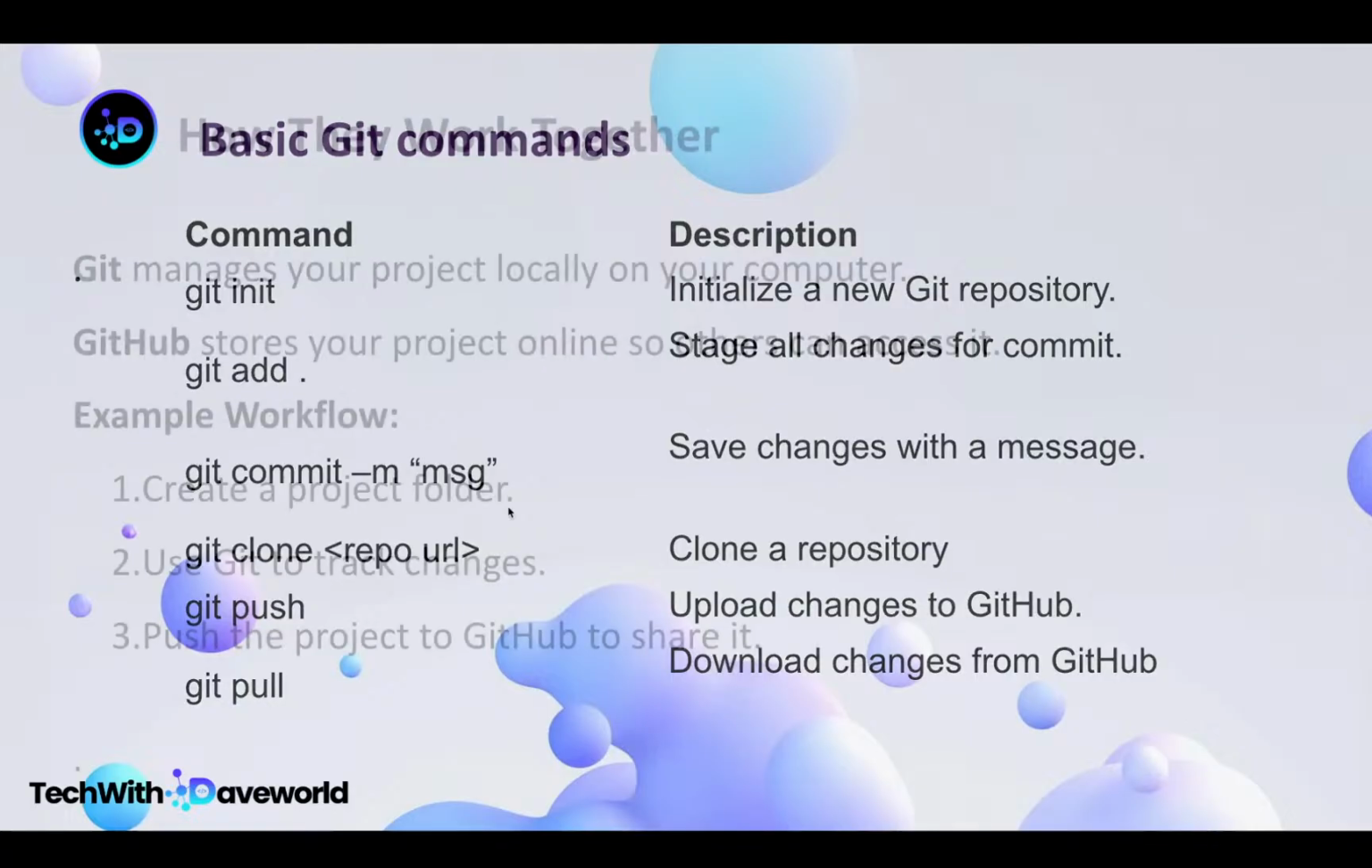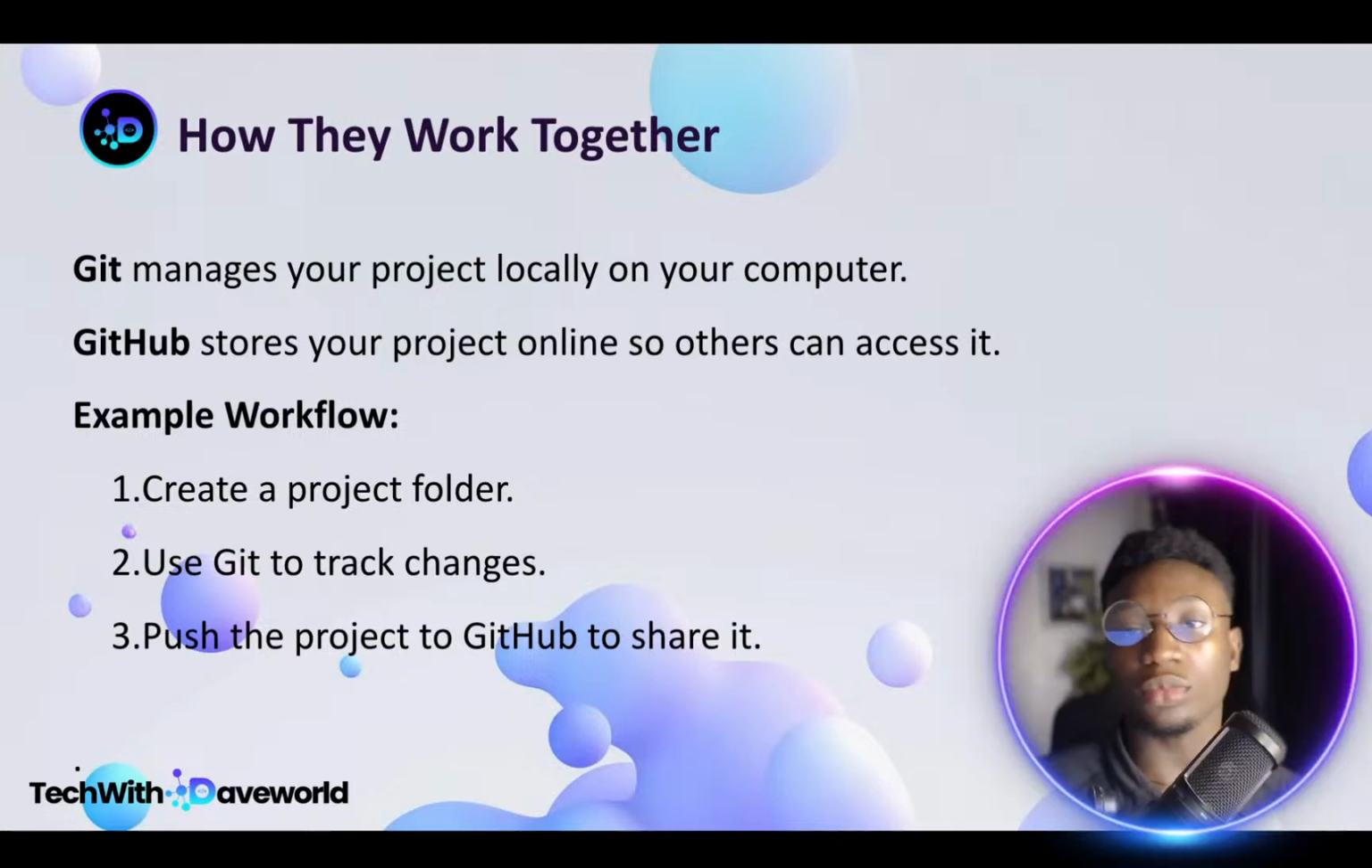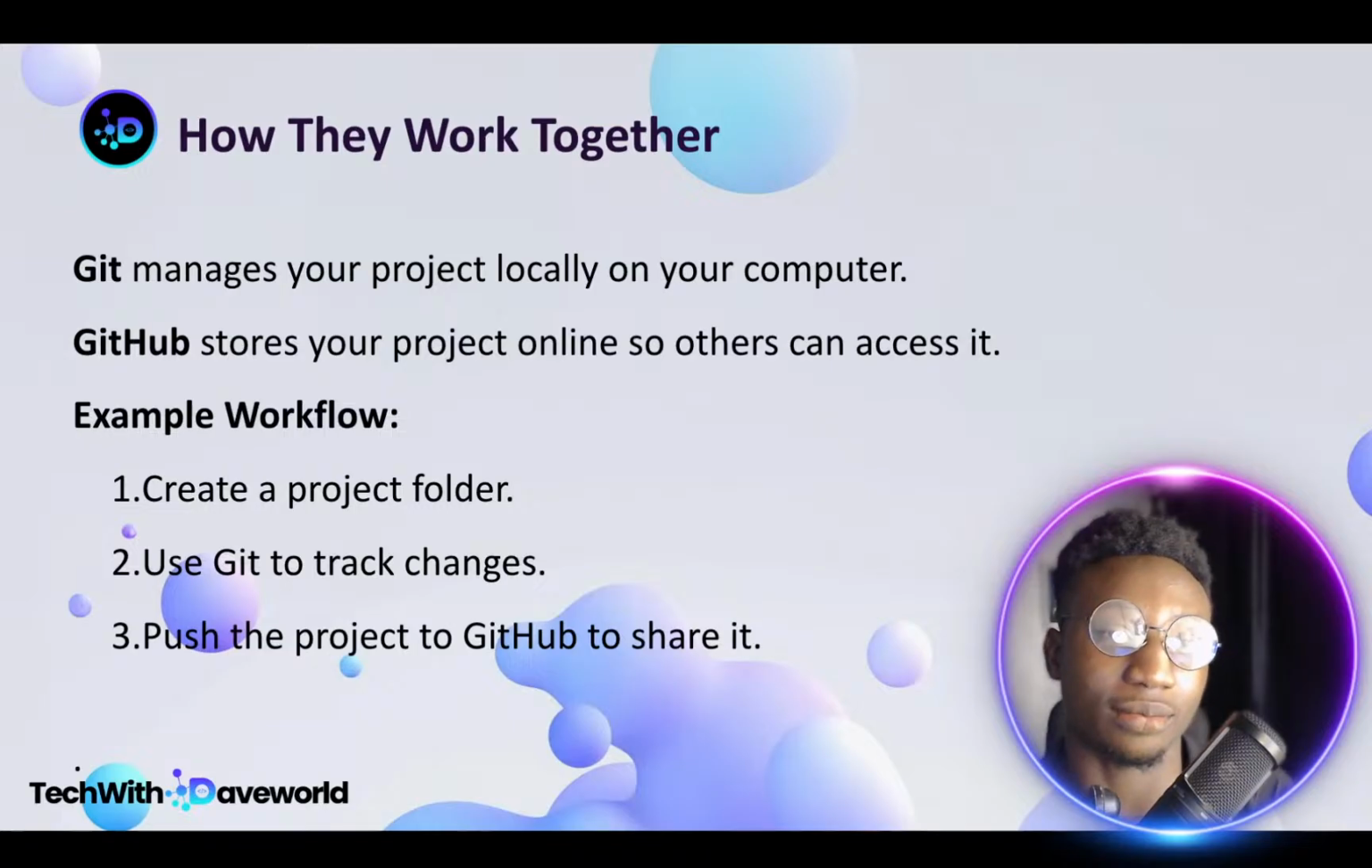So next is, how do Git and GitHub work, and how do they work together? It's very important to know that so that we know what we are working with. Git manages your project locally on your computer. I've mentioned that over and over again. Once you make a change on your local system, Git helps you manage that project locally, while GitHub helps you store your project online so that others can access it.